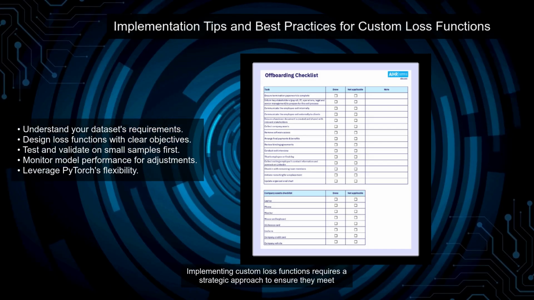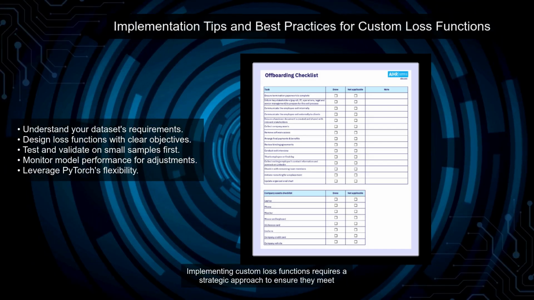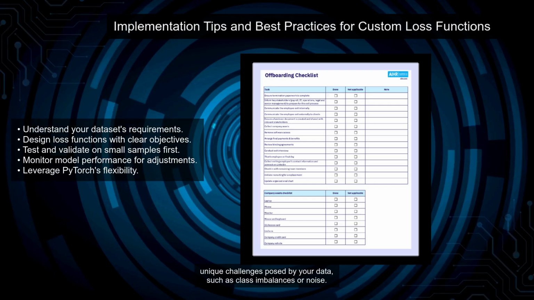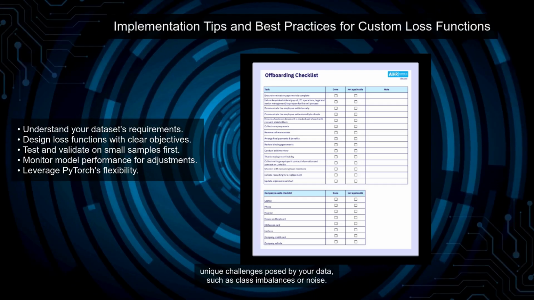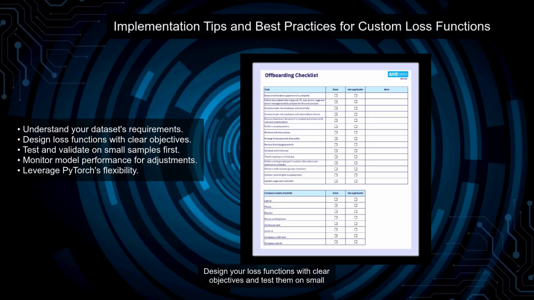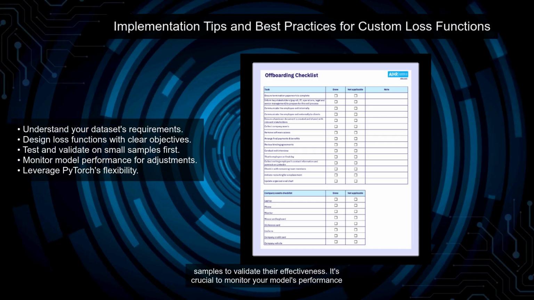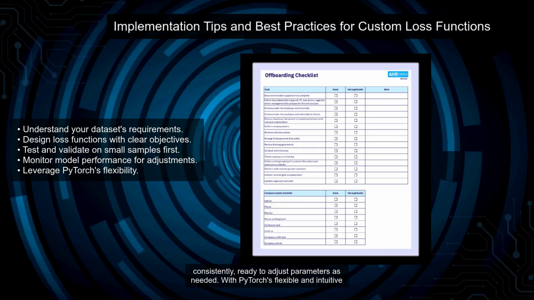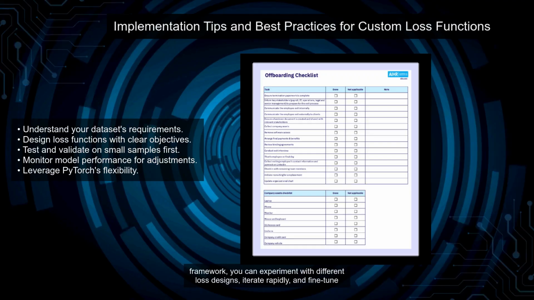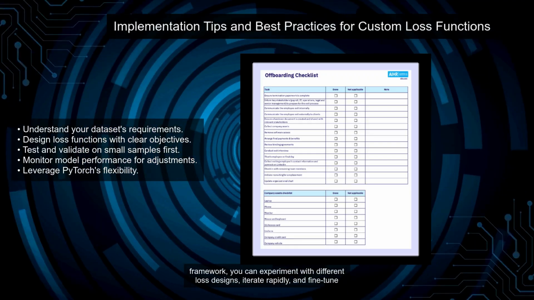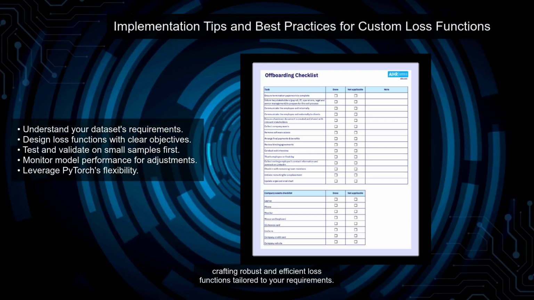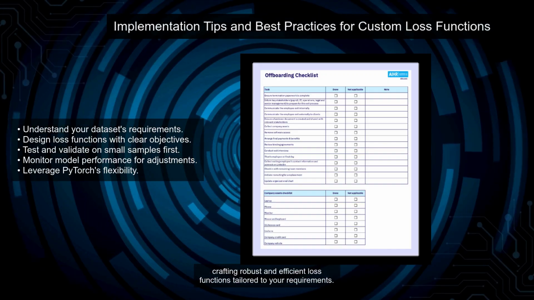Implementing custom loss functions requires a strategic approach to ensure they meet the specific needs of your dataset and task. Start by understanding the unique challenges posed by your data, such as class imbalances or noise. Design your loss functions with clear objectives and test them on small samples to validate their effectiveness. It's crucial to monitor your model's performance consistently, ready to adjust parameters as needed. With PyTorch's flexible and intuitive framework, you can experiment with different loss designs, iterate rapidly, and fine-tune your models for optimal performance. These best practices will guide you in crafting robust and efficient loss functions tailored to your requirements.